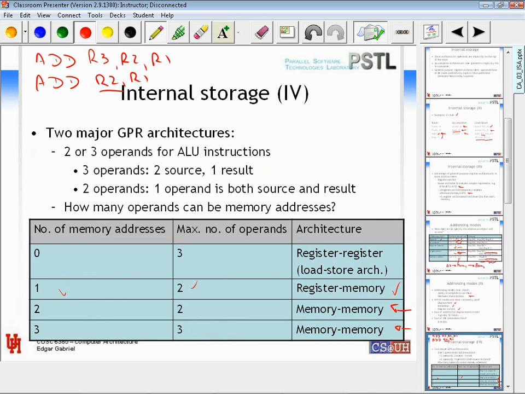For the first two, however, you still have architectures out there using both type of operations, like pure register operations as well as register memory operations. So as an example, the Intel architecture, the Intel x86 ISA does have support for actually both 3 operands and 2 operand instructions.